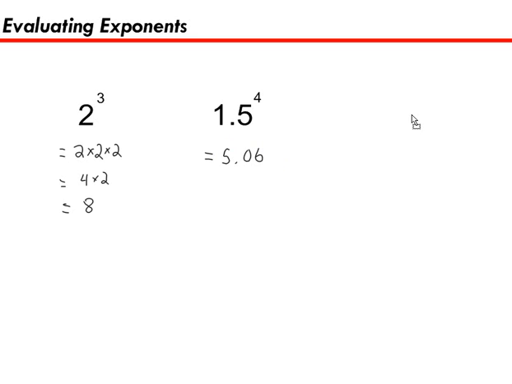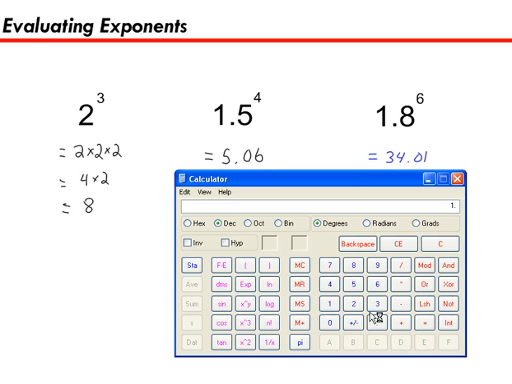Now let's give you some practice using that calculator. I'll give you this problem, 1.8 to the exponent 6. So try and evaluate that using the x to the y button. 1.8 to the exponent 6 is 34.01. And we got that just by typing in the base and then the x to the y button, and the exponent is a 6, and then equals, and then I just round this to 2 digits after the decimal place, 34.01.